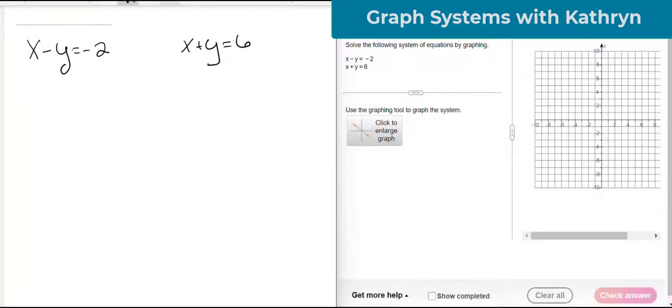Solve the following system of equations by graphing. Now we have two equations, x minus y equals -2 and x plus y equals 6. The first thing we want to do for both of these is put them in slope-intercept form. So y equals mx plus b.